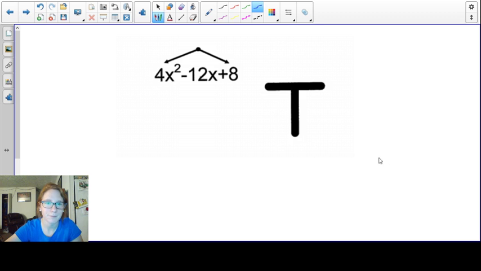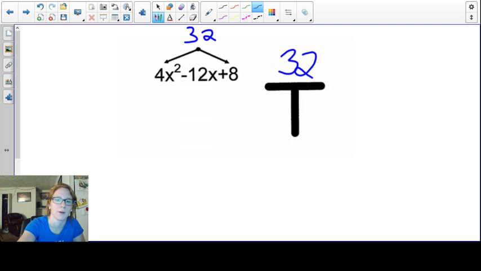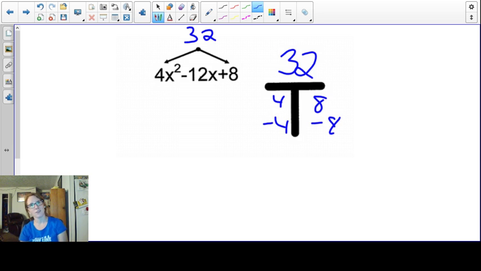All right, let's try it again. 4 times 8 gives me 32. So I put 32 on big old top of that T. Okay, so what multiplies to a positive 32 adds to negative 12? That's a lot of stuff to check. Well, let's check the 2 numbers we did. Well, positive 4 and positive 8 give me positive 12, but what about negative 4 and negative 8? Do those add to a negative 12?